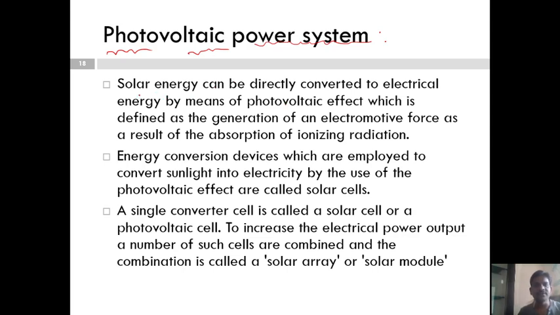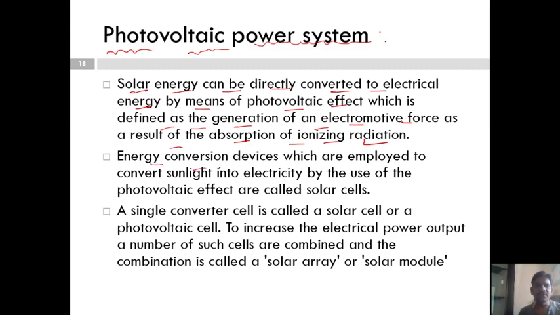You see here, guys, solar energy can be directly converted to electrical energy by means of the photovoltaic effect, which is defined as the generation of an electromotive force as a result of absorption of ionizing radiation. Whenever solar radiation is incident on these photovoltaic cells, the radiation energy, meaning solar energy, is converted into electrical energy by the photovoltaic cells.